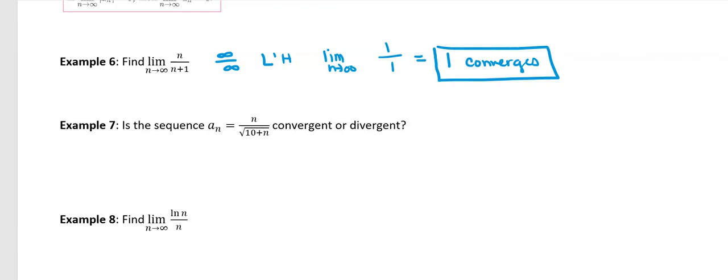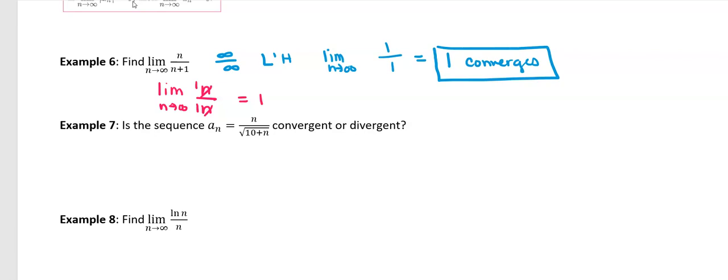So you're just going to recognize that you have n over n, and that would basically cancel out to a 1 because your ratio is 1 over 1, which of course equals a converging limit of 1.